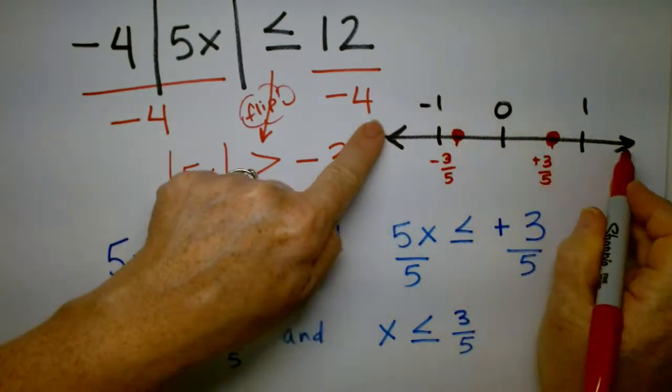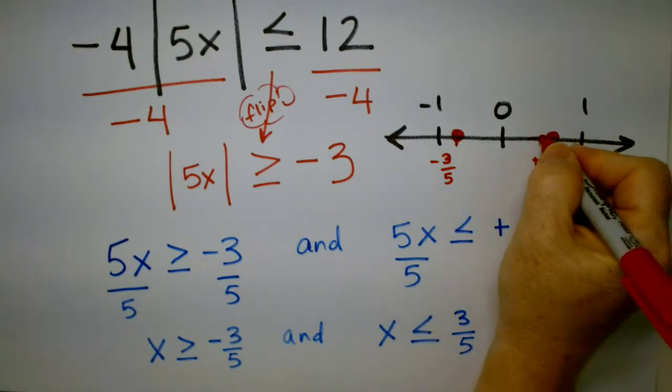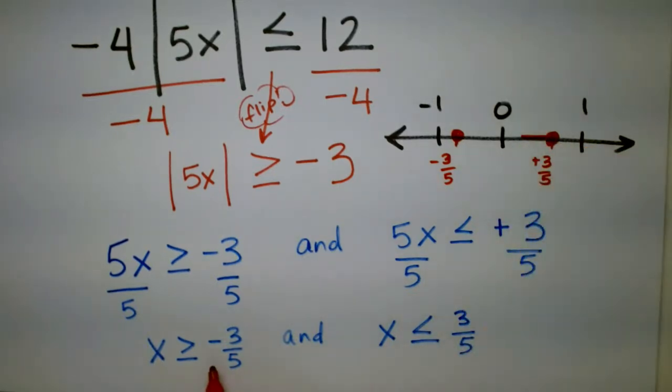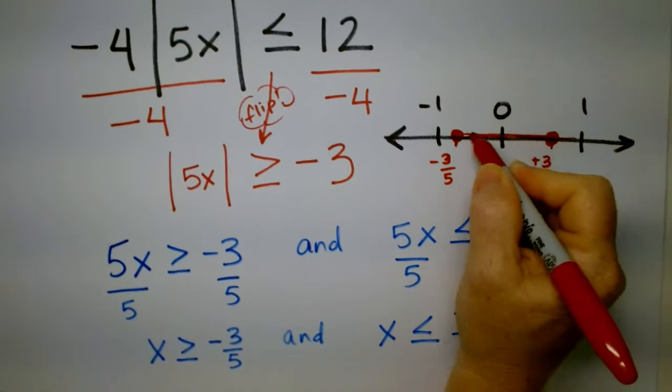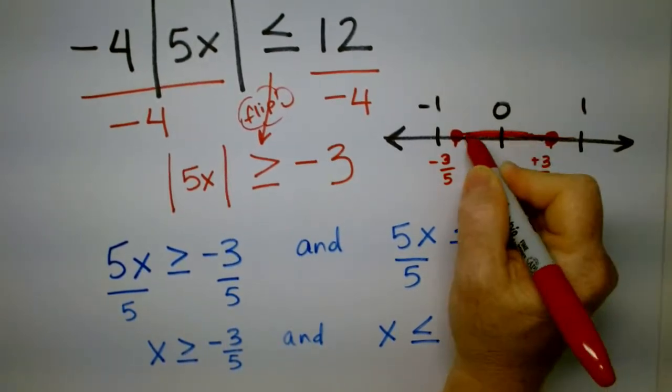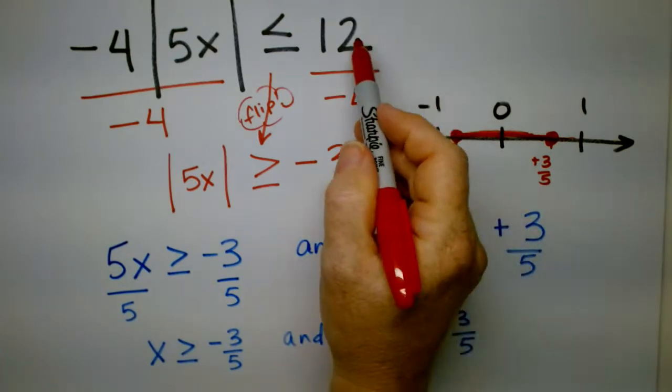Do the arrows go that way, or do they come towards each other? Which way? Well, it says this is smaller than 3/5, so I'm going to start heading this way. This one says it's larger than negative, so if it's larger, it goes towards the 0. So for this statement to be true, you can pick anything between negative 3/5 and positive 3/5, and that will make this statement true.